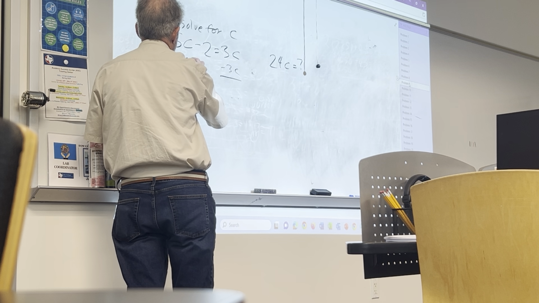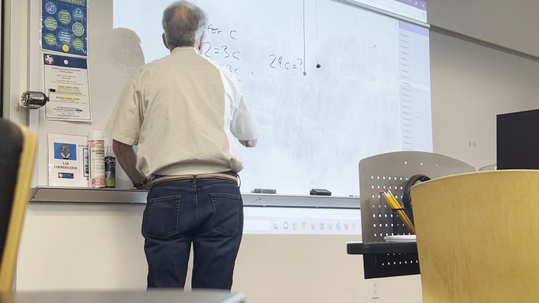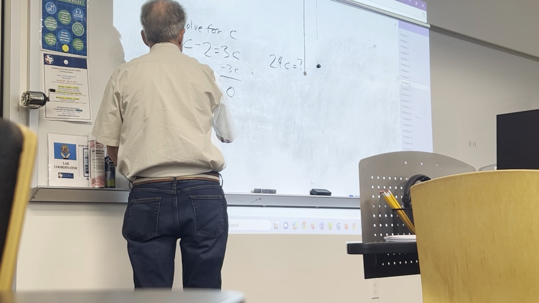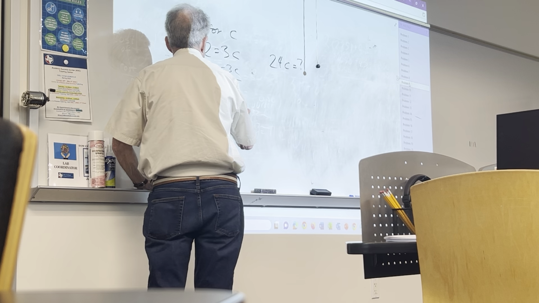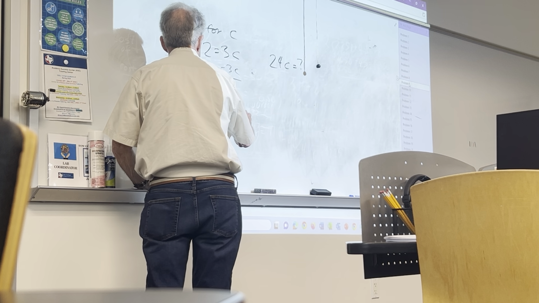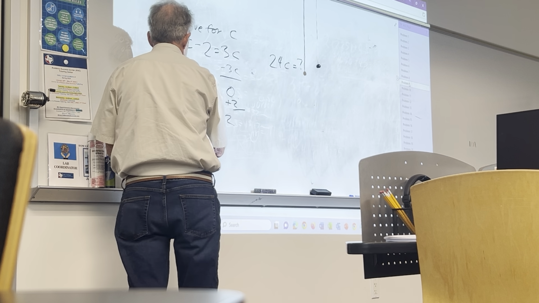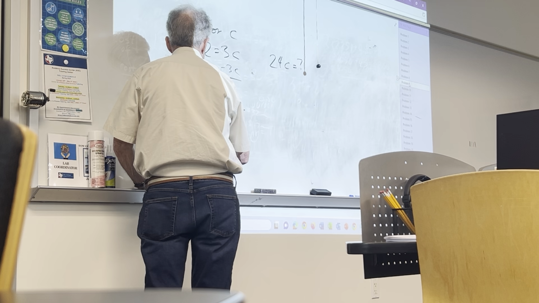So 5c take away 3c is 2c. Minus 2 is equal to 0. And then if I add 2 to both sides, do the opposite, right? This is a minus, so I have 2c is equal to 2. And then I do the opposite. This is a multiplication, so I divide by 2. And I get c is equal to 1.